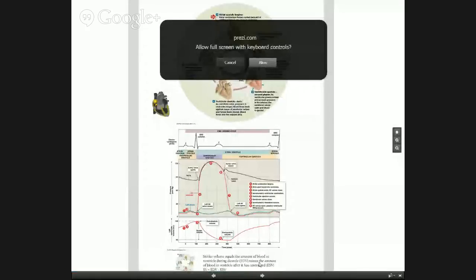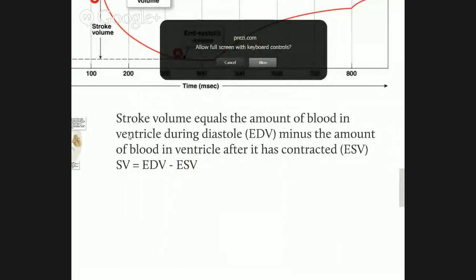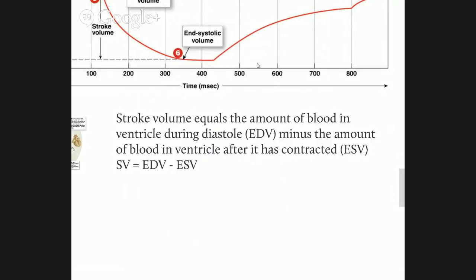I don't know why this is doing it to me. So that's kind of defined here. Stroke volume is the amount of blood in the ventricle during diastole, end diastolic volume, minus the amount of blood in the ventricle after it has contracted, end systolic volume, which means it's the blood that's ejected from that. And we calculate that: SV equals EDV minus ESV.